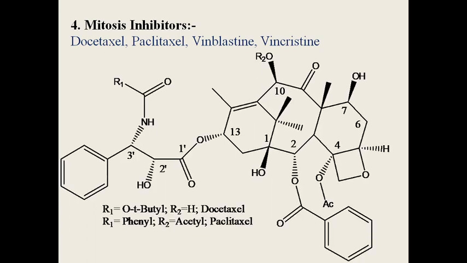Next are mitosis inhibitors. They are docetaxel, paclitaxel, vinblastine, vincristine. Look at here, it looks like a very complex structure, but it is not so complex. We can simply simplify this structure. You must first be able to know this core structure in here. It is a 13, 14, 15, 16, 17 and 18 carbon containing core structure.